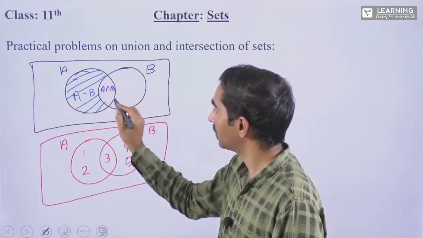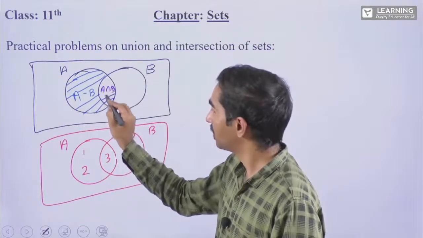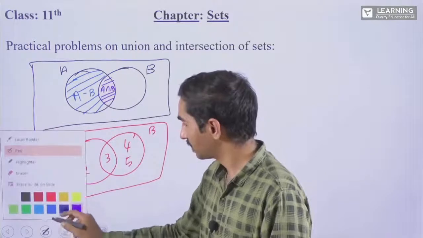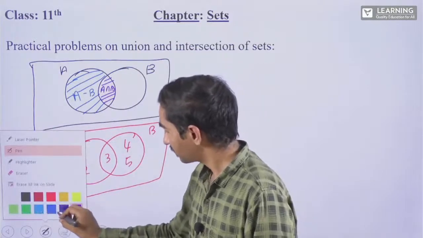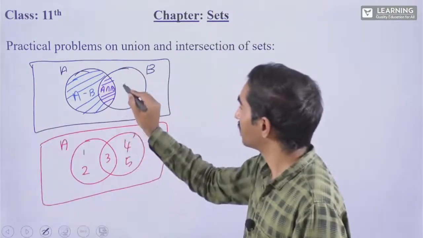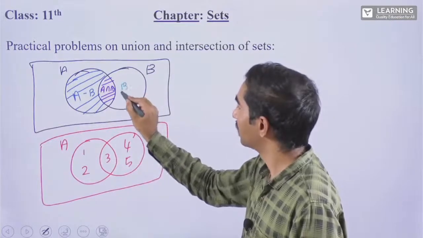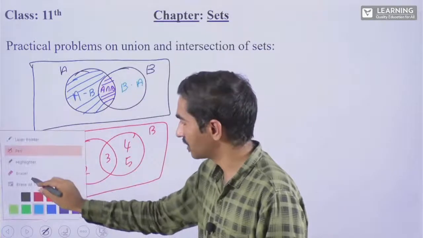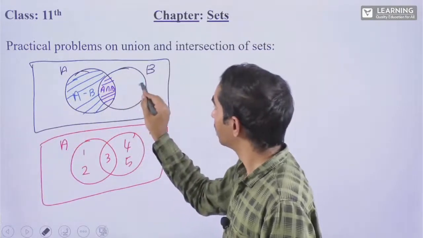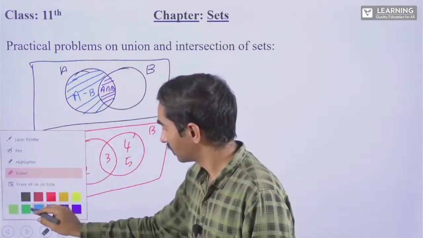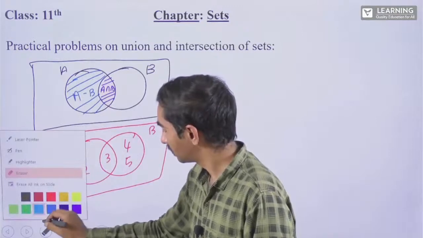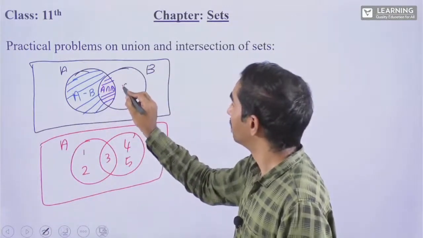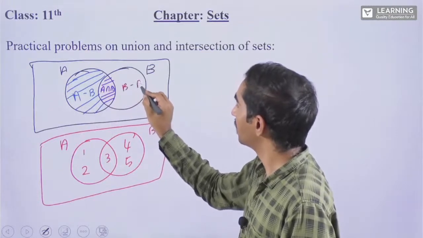Okay, A intersection B. So that will hatch in purple color. On this side, we'll take another color. We'll take light blue. Okay, so this is B minus A we'll take. Okay, B minus A. We'll take another color. Just a second. Maroon will take. B minus A.